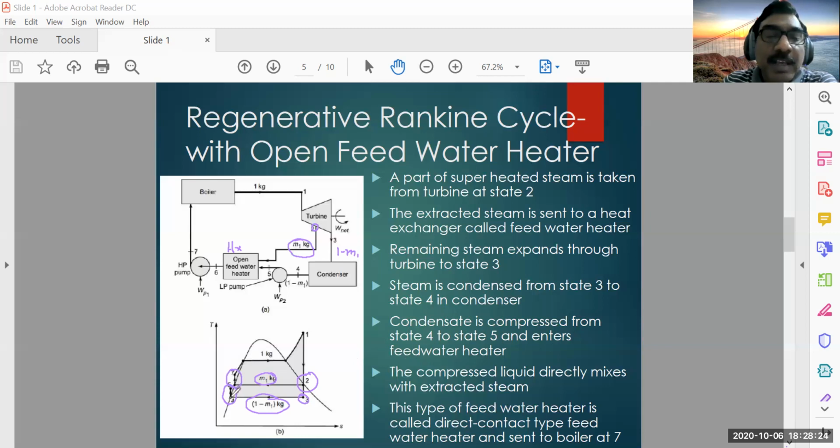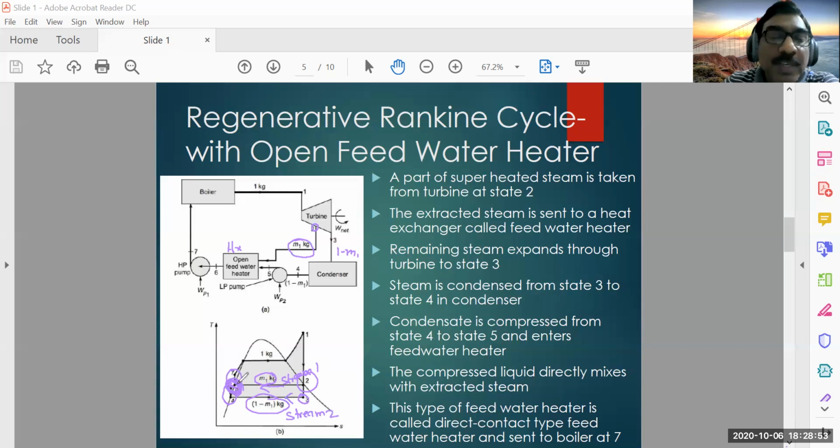This first pump is compressing the liquid and sending it to the feed water heater. And after mixing, this is the stage of mixing. After mixing, this is the one stream that is coming. Stream 1, and this is stream 2.